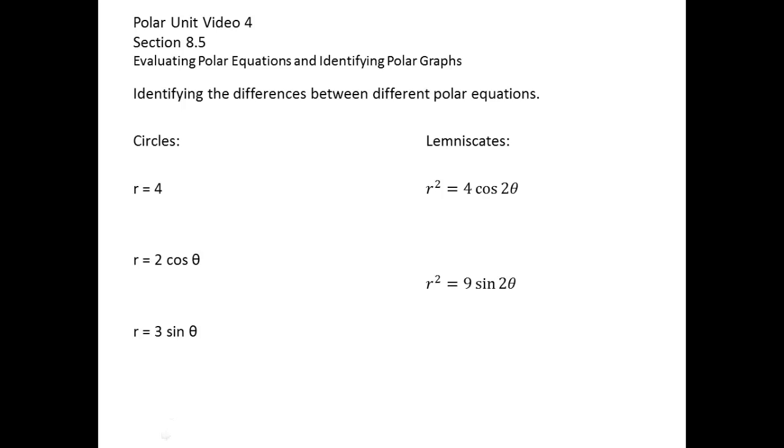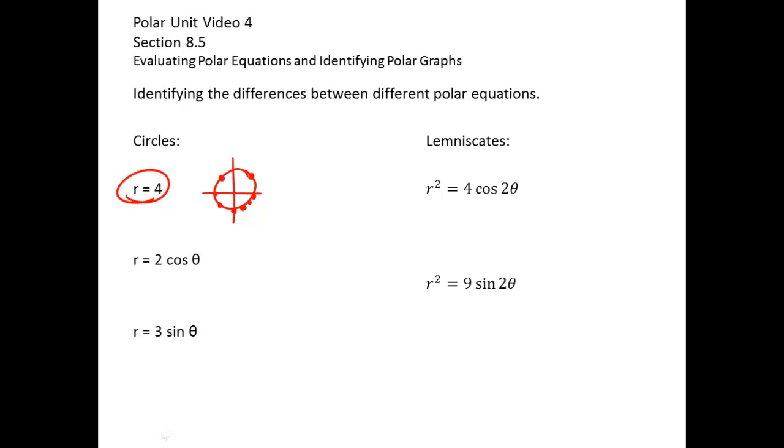Next up, we're going to be looking at the difference between different polar equations. When you finish this part of the video, you should be able to identify, maybe using your notes, but eventually without using your notes, and name the different equations and what they look like. The first type we have are called circles. Our circles come in 3 different forms. r equals 4 is a circle with a radius 4 that is centered like this. That means in all directions the radius is 4.